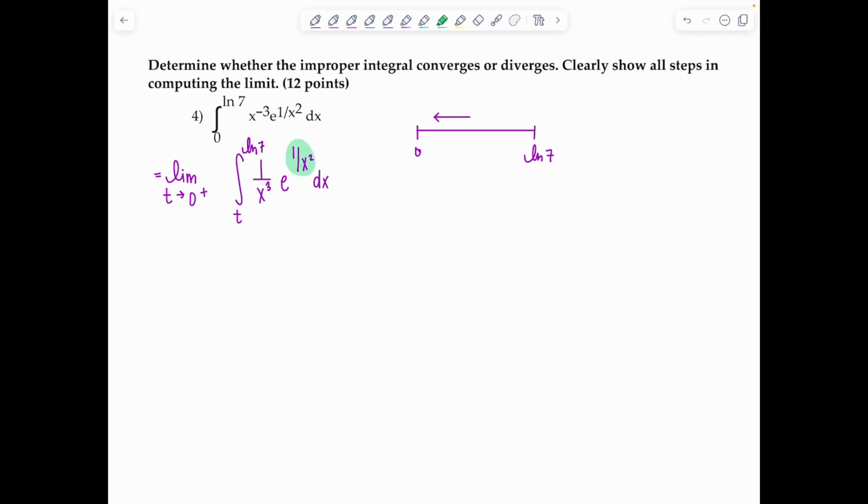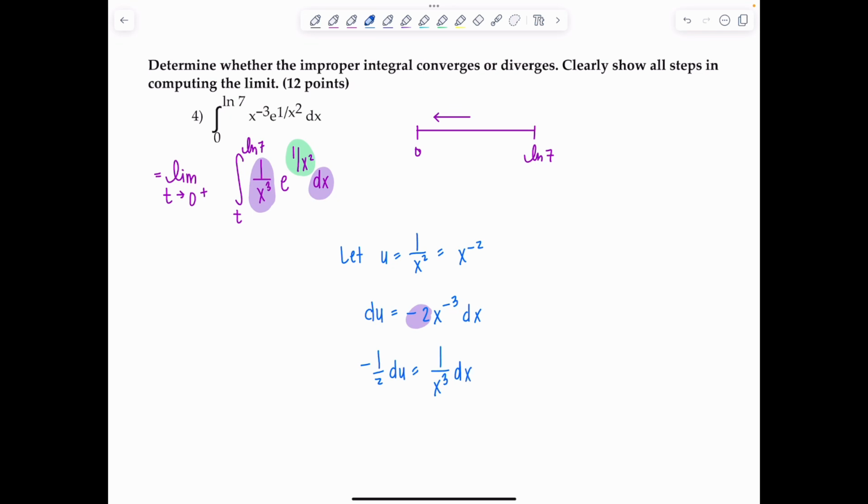I'm going to let u be 1 over x squared. So let's let u equal 1 over x squared, which I know is also x to the negative second. Then du would be negative 2x to the negative third dx, which I pretty much have, right? We've got 1 over x cubed dx, so I just have to get rid of this negative 2. So negative 1/2 du, if you want to rewrite it as 1 over x cubed dx, is staring you right in the face. There you go.